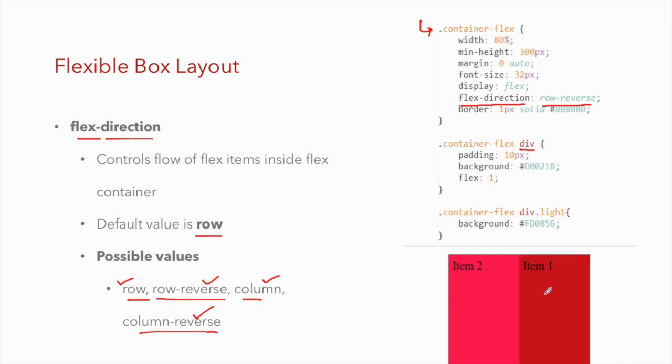You can see in this example we have specified row-reverse. Ideally item 1 would have been the first item and item 2 would have been the second item, but because we have written row-reverse here, the second item is appearing first in the flex container, and the first item, which was item 1, is being displayed as the second item.